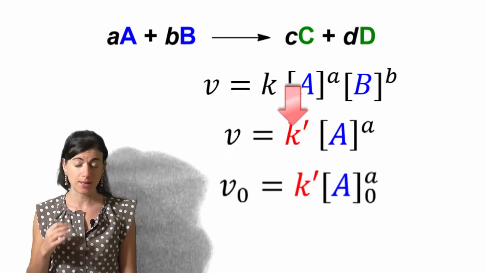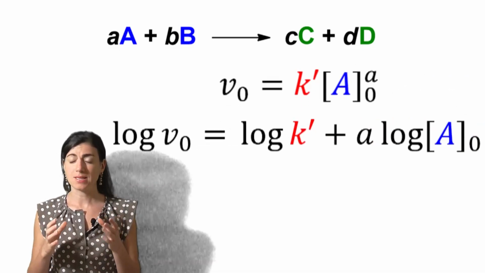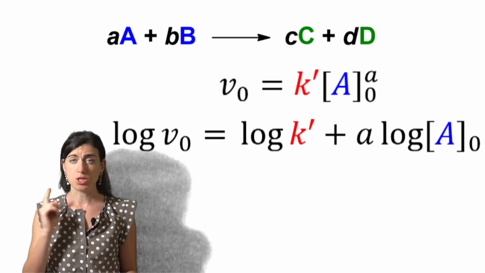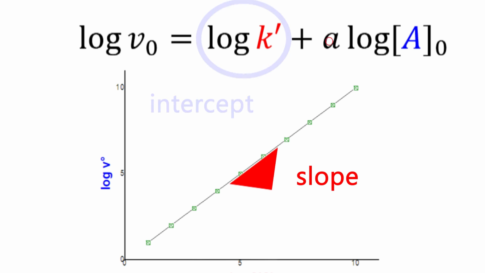Now, if we take logarithms, you can see that we get the equation of a straight line, which is this one, with intercept logarithm of K with this apostrophe and slope a, the order of the reaction with respect to A. So, it's clear now that if we are able to build this straight line, we are able to obtain the order with respect to the species A by simply taking the slope of our straight line.